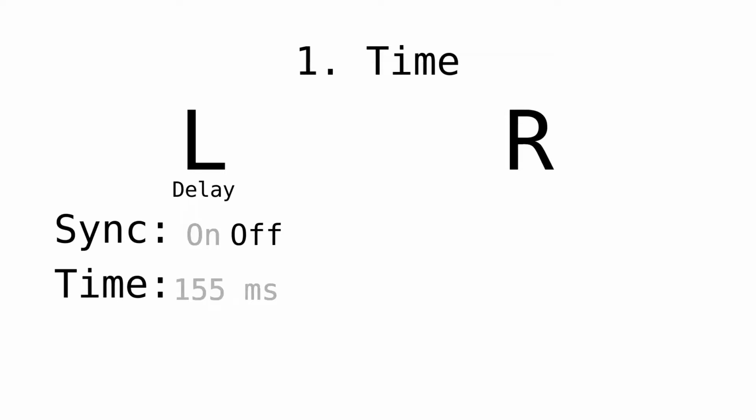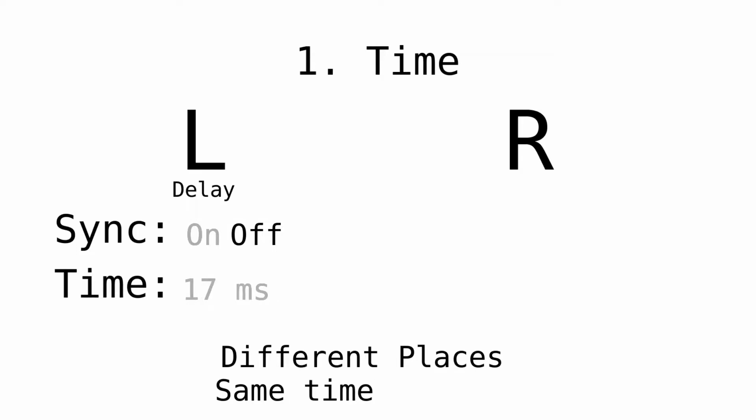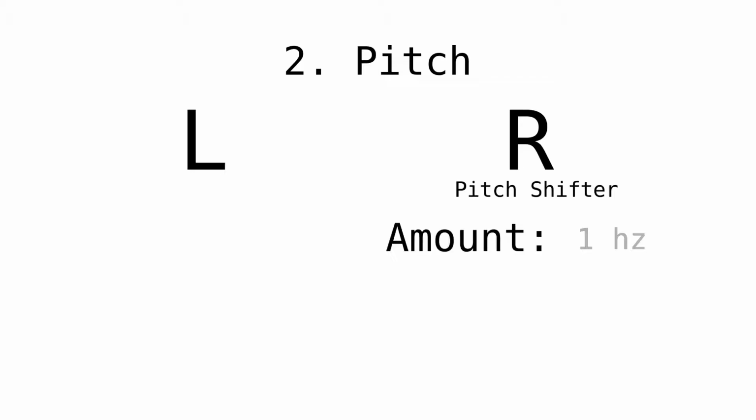If your delay is too long, your brain will believe the sound is coming from two different places at different times, instead of 2 different places at the same time. To affect pitch, choose a pitch shifting plugin. Shift the pitch of one of the tracks. Here's what that sounds like.